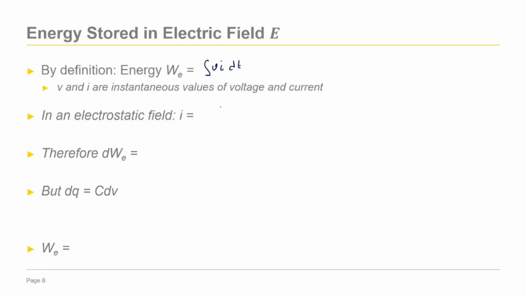So in an electrostatic field, current is going to be the rate of change of charge, as per our earlier discussions, or in general it is going to be dq by dt, which we know. So the rate of change of energy can be defined as voltage times the rate of change of charge, or I can say that dWe is voltage times the rate of change of charge times dt.